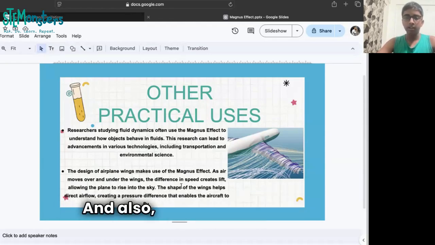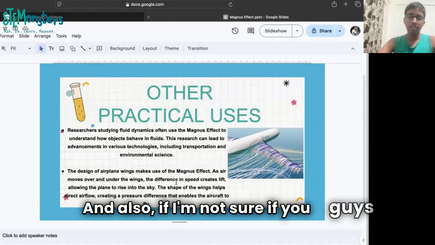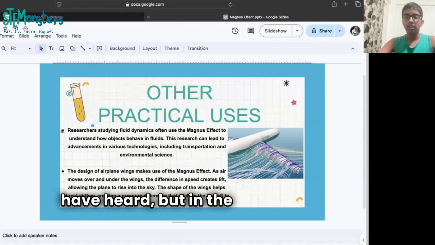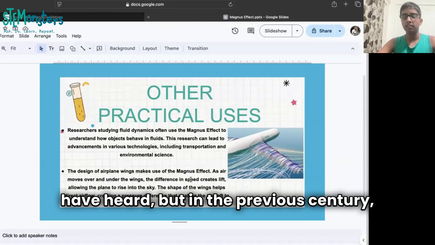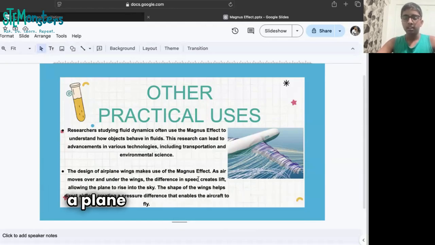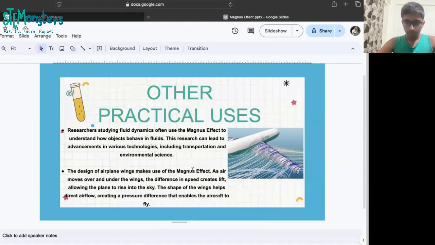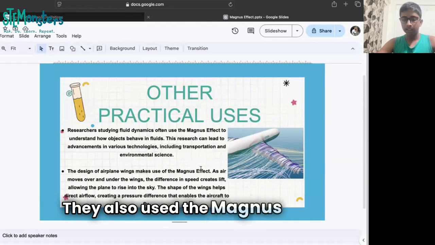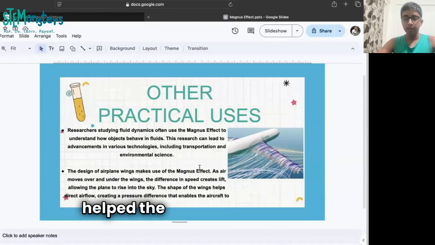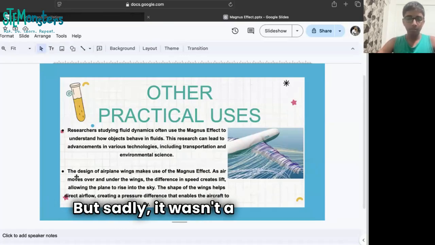And also, I'm not sure if you guys have heard, but in the previous century, there was a plane that was created with rotating cylinders. They also used the Magnus effect and it helped the plane fly for some time, but sadly, it wasn't a commercial hit.